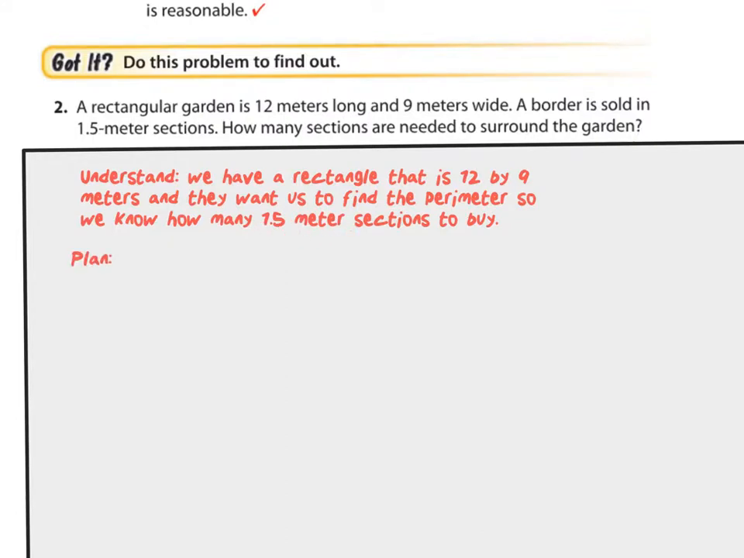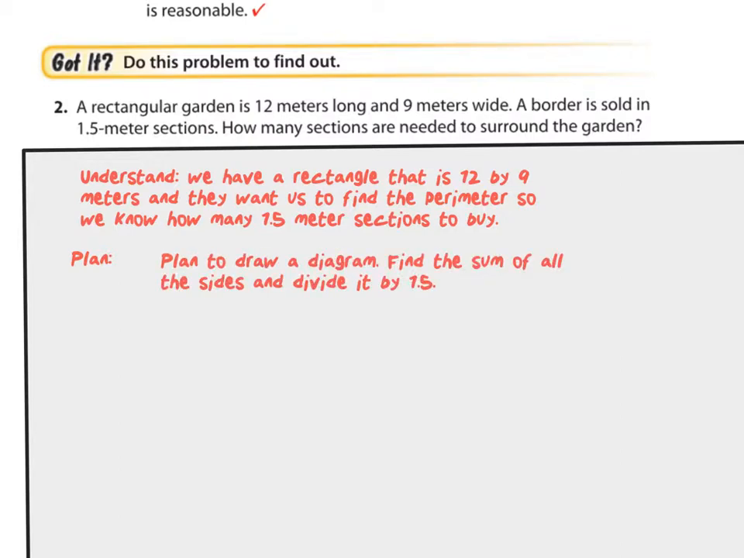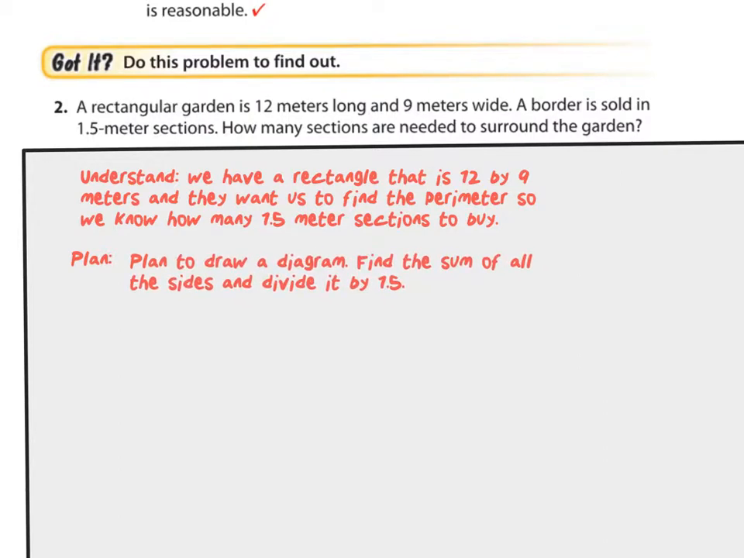My plan, I plan to draw a diagram, right? Find the sum of all the sides and divide it by 1.5. So find the sum, I'm going to add up all the sides. So 2 sides are 12 and 2 sides are 9, right? So I'm going to add all that up, and then I'm going to divide it by 1.5 because I want to know how many 1.5s are in the entire perimeter.